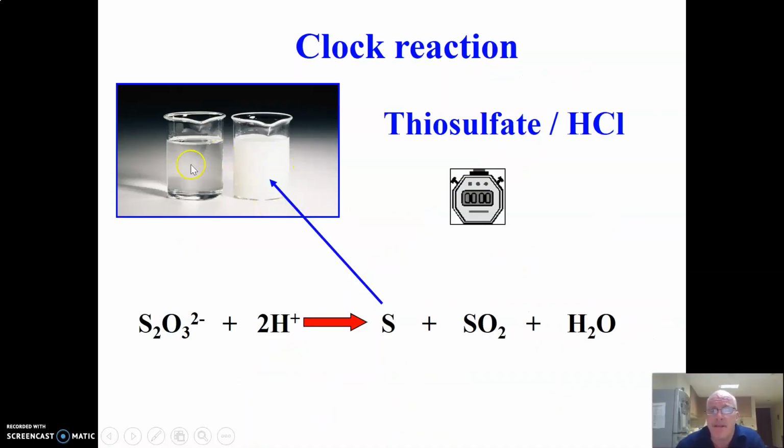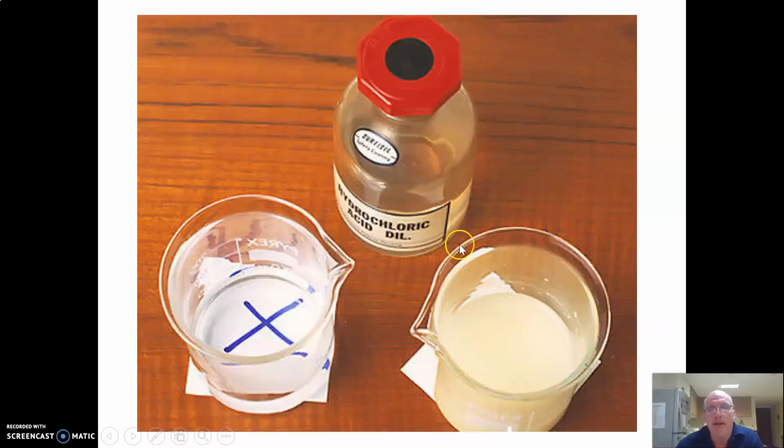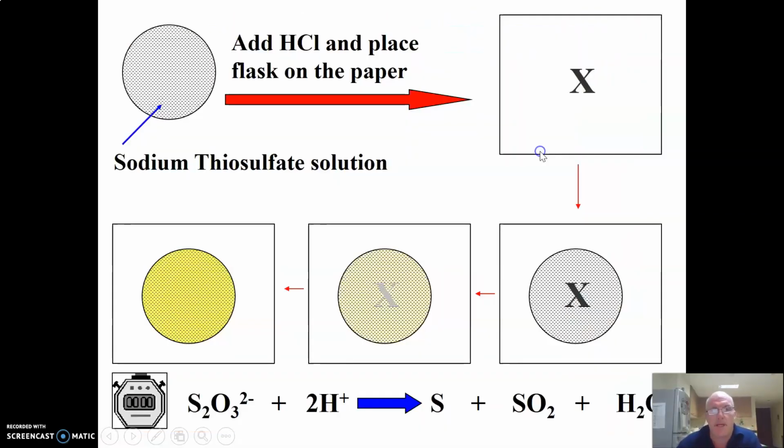This is the cross on the paper experiment that you did when you were in year 9 and again in year 11. It's thiosulfate reacting with acid and the solution becomes cloudy, and you might remember looking down and seeing a cross, and you took the time taken for the cross to disappear. Okay, so that's a similar type of experiment.